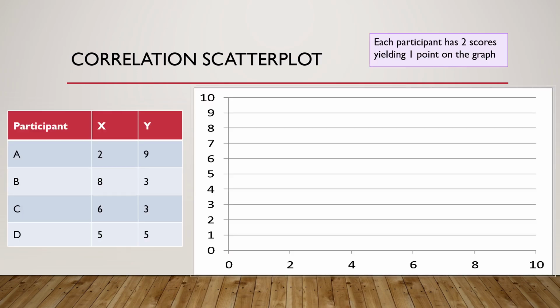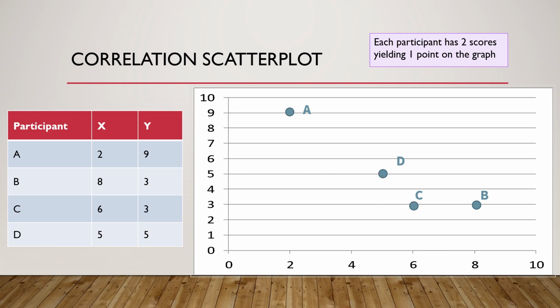We also have the scatter plot, which is how we're going to draw. So you take every piece of data, you have its X and Y for each participant, and you simply map that out. So in our participants here, we have participant A, who has a 2 on the X-axis and a 9 on the Y-axis. So we'd go ahead and plot them, rising from the 2 and running from the 9. Then participant B has an 8 and 3. There we go. Participant C has a 6 and 3. There we go. And then D has a 5 and a 5.